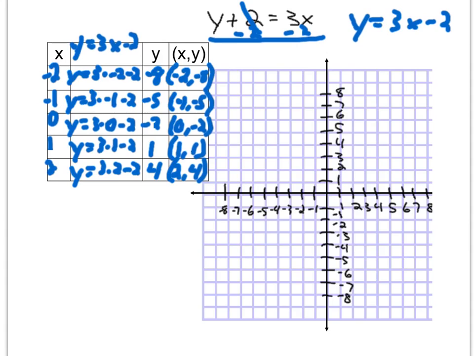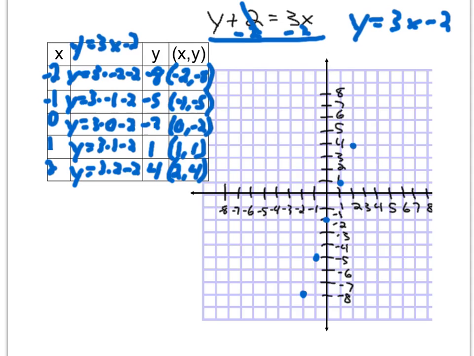Well, now we got to go ahead and plot our points. Negative 2, negative 8. That is right down here. Then negative 1, negative 5. And 0, negative 2. And 1, 1. And 2, 4. Now notice before I plotted my points that I made my coordinate grid here.